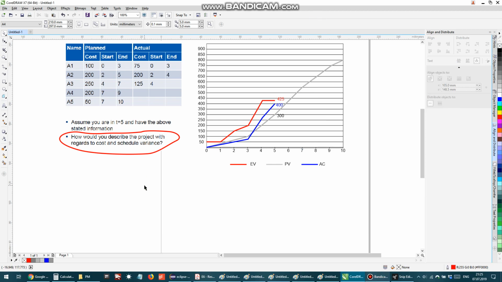Now, let's continue our exercise. Now that we found these three numbers, our EV, PV, AC, we can easily calculate all other variances or performance indexes. There are four calculations, basically, you have to remember.